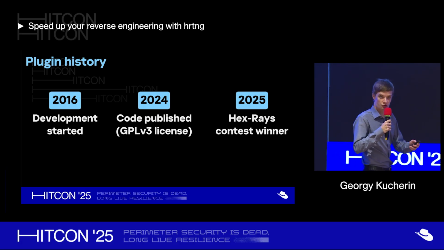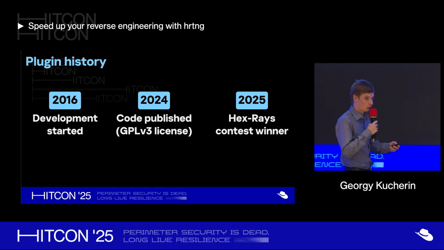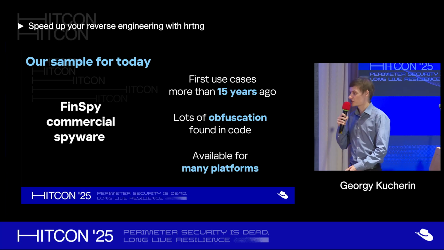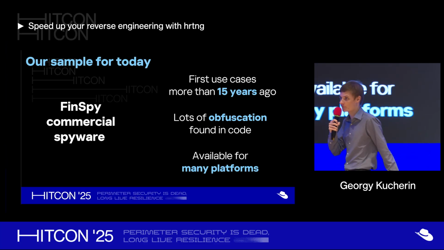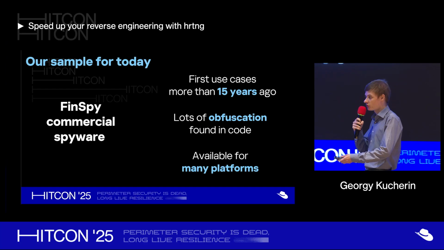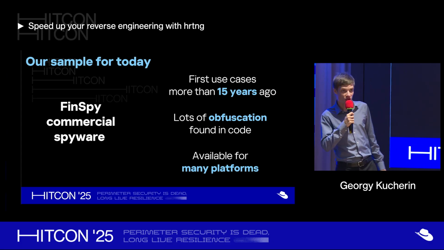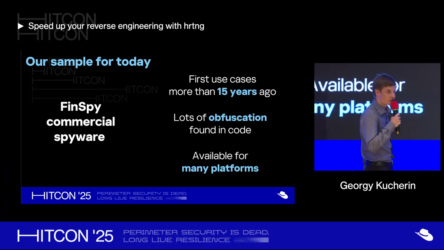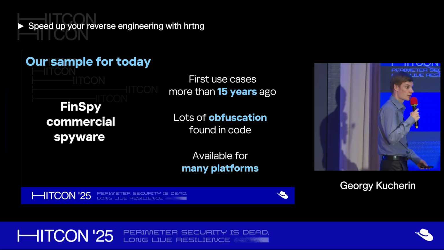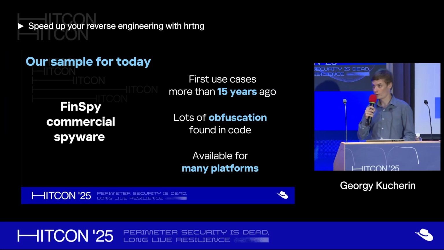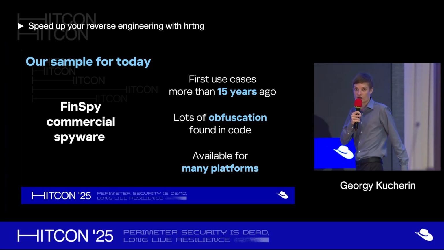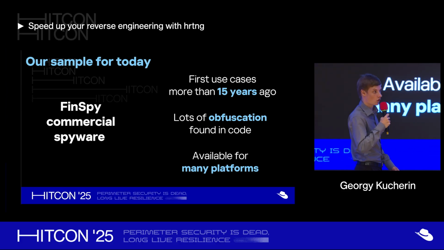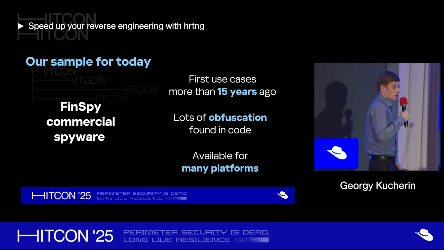Today, to demonstrate how hrtng can be helpful in your daily reverse engineering routine, I would like to analyze, together with you, a sample of a commercial spyware called FinSpy. Its use cases were first observed more than 15 years ago, and this spyware is notoriously known for including lots of obfuscation, which makes code very difficult to analyze. It's available for many platforms, from Windows and Linux to Android and even old BlackBerry phones. However, today we will be analyzing a Windows version of this sample. So let's get started.